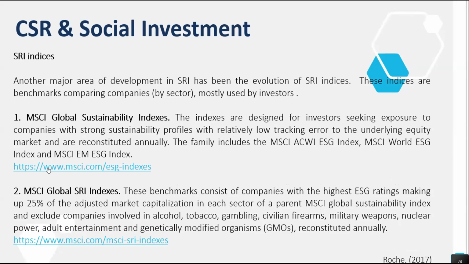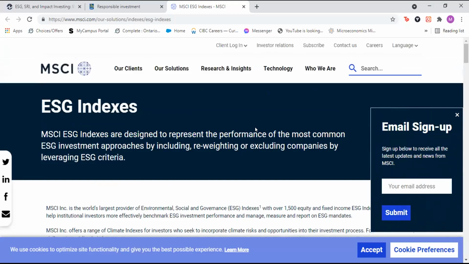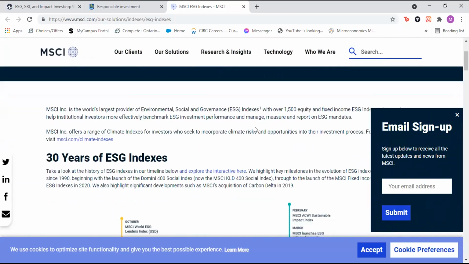So I'm going to bring up this. So there's a lot of them. They're made to represent the performance of ESG investment approaches.